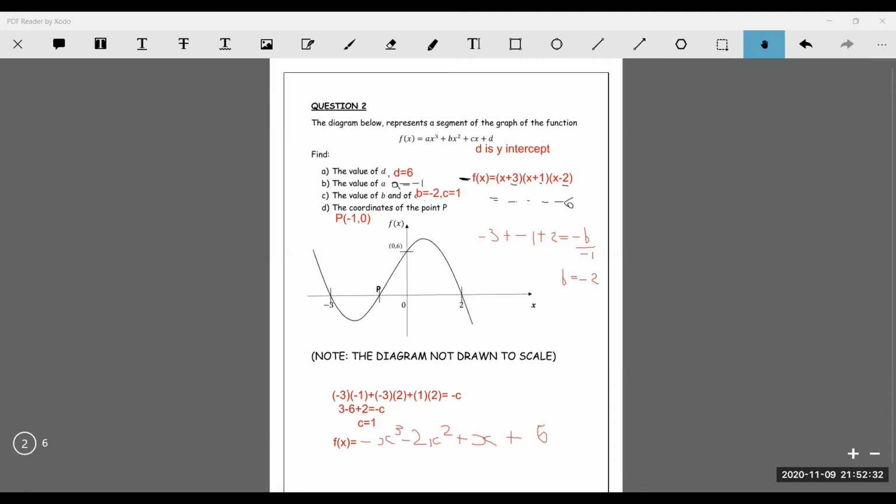All right, so something looks off right here. We can clearly see something is off because look at this graph. It only has one real root, right? And so that's how we know that something is off with what we had. Right, so let's look at this now. f of x is equal to the minus of x plus 3 times x plus 1 times the x minus 2.